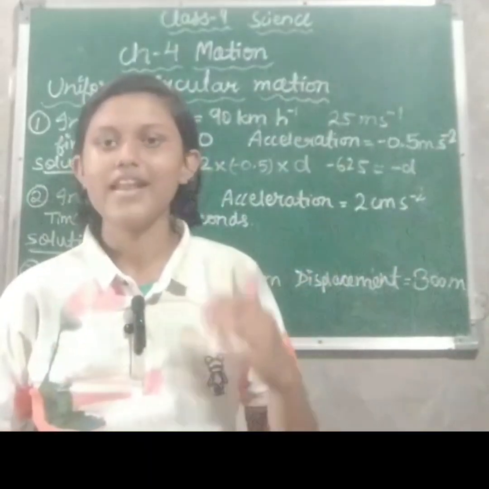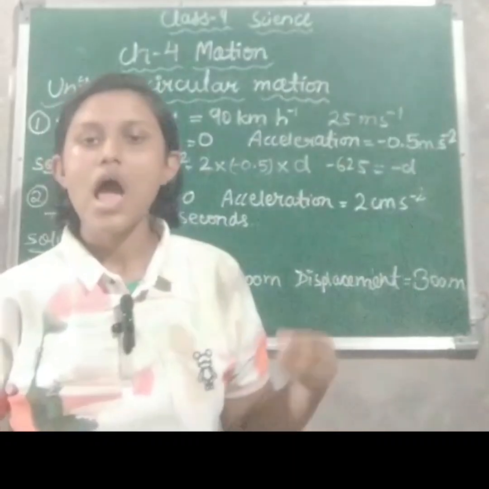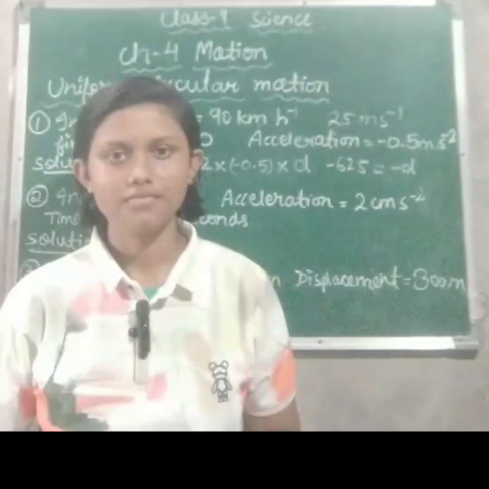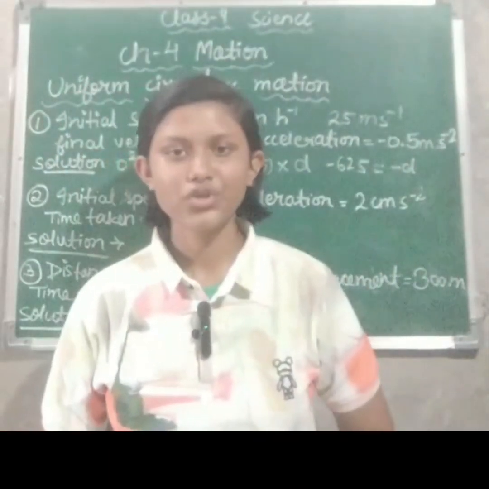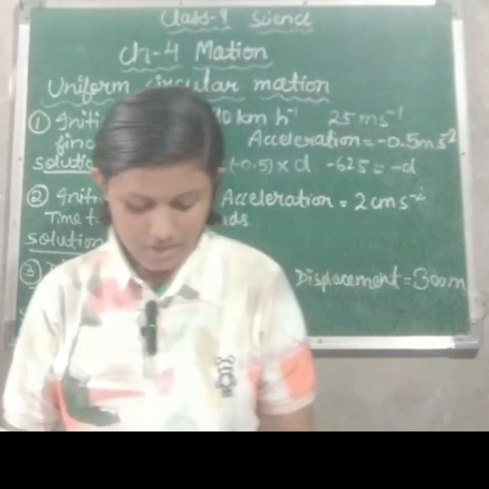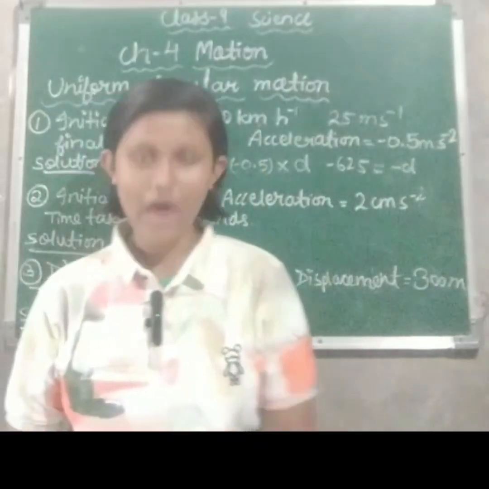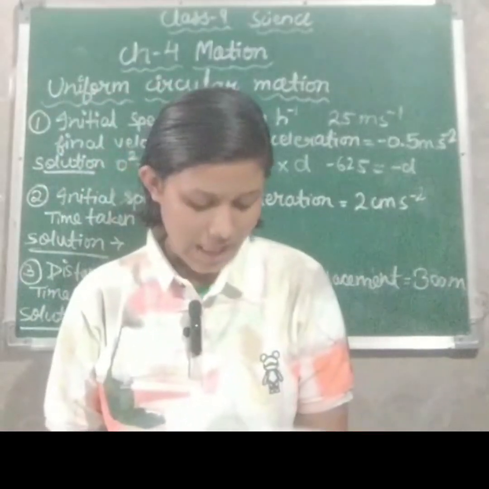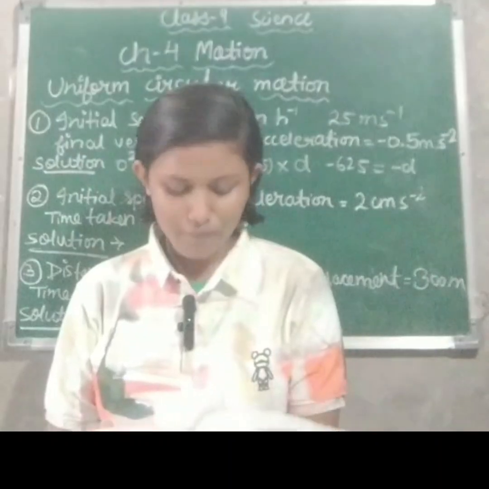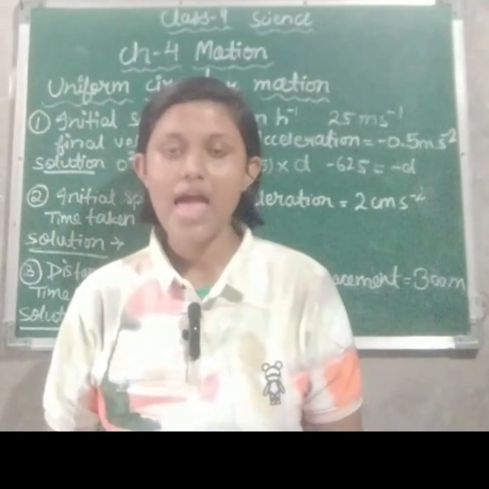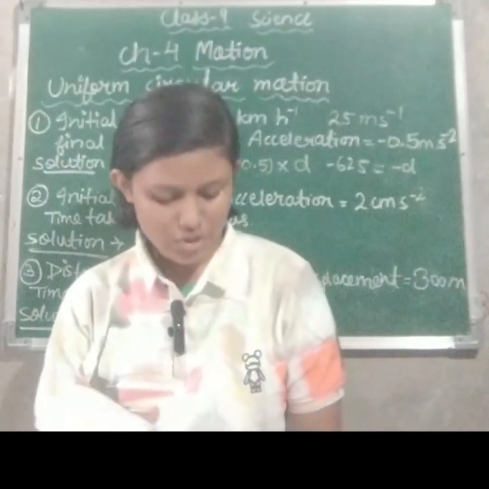So friends, now let's calculate and discuss the second question. The second question is: a trolley, while going down an inclined plane, has an acceleration of 2 cm per second squared (cm s^-2).